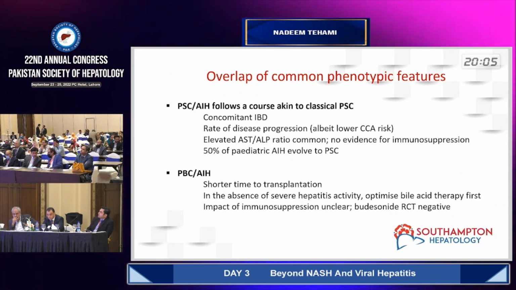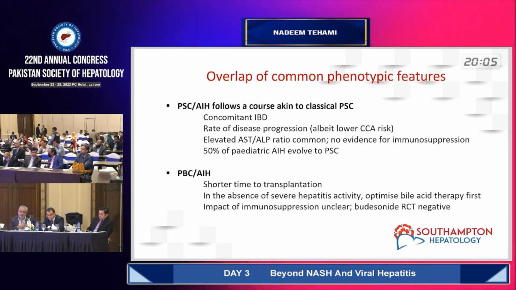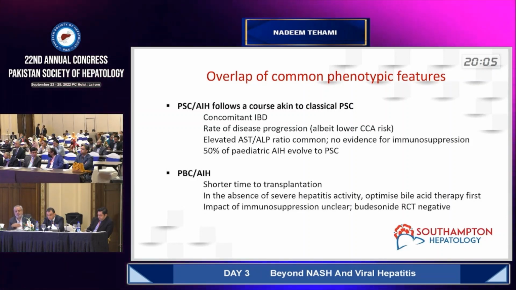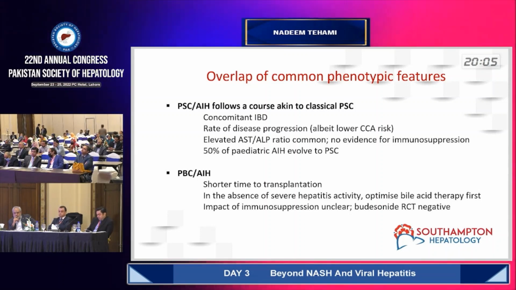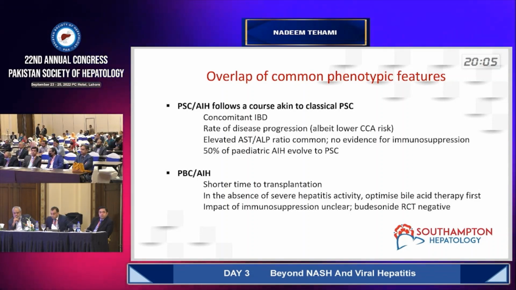So PSC with autoimmune hepatitis follows a course akin to classical PSC and may have concomitant IBD. The rate of disease progression may be similar, albeit with a lower risk of cholangiocarcinoma. We do not rely entirely on the biochemistry. Patients tend not to respond to immunosuppression. And from the pediatric studies, we know that 50% of those who are diagnosed with autoimmune hepatitis in the pediatric clinic turn out to be PSC or evolve into PSC. The same goes for the PBC and AIH group, who have been considered to have a shorter time to transplantation in the studies.